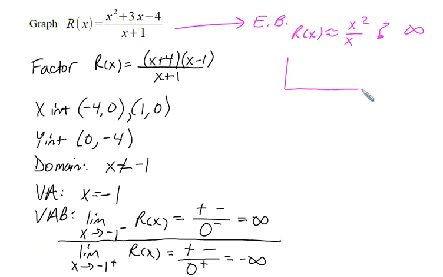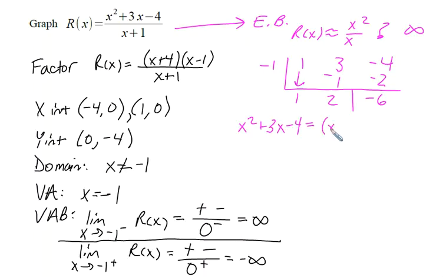So we're going to go ahead here and do a synthetic division because we're able to do so. 1, 3, negative 4. Slide the 1 down, multiply here. And what we end up with is the following, that the numerator, x squared plus 3x minus 4, is equal to the divisor, x plus 1, times our quotient. In this case, the quotient was x plus 2, and then plus the remainder of a negative 6.